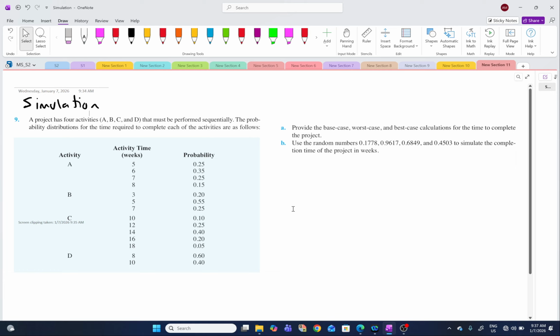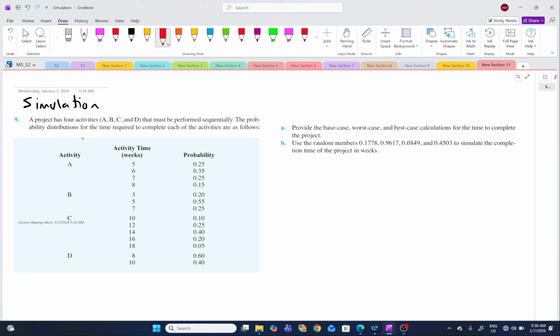Alright, so today we will do simulation. This one will cover your question 4 in the final. Question 4, yeah. A project has 4 activities, A, B, C, D, that must be performed sequentially.